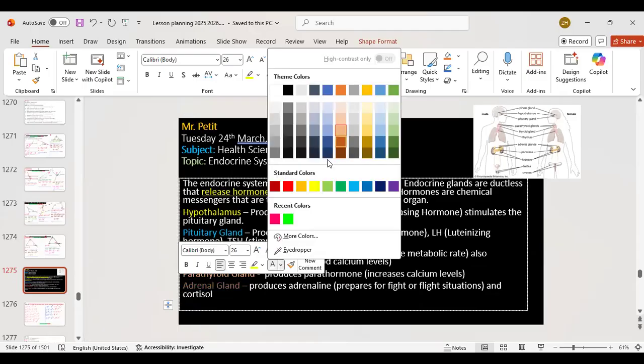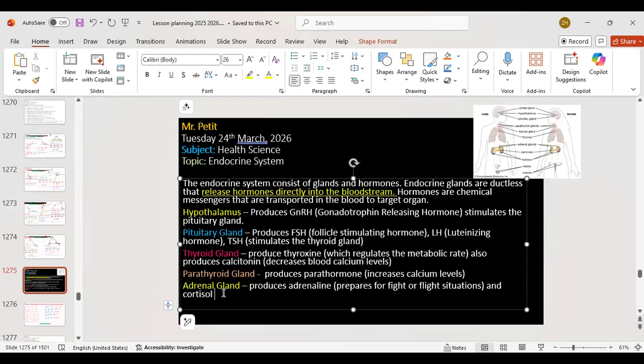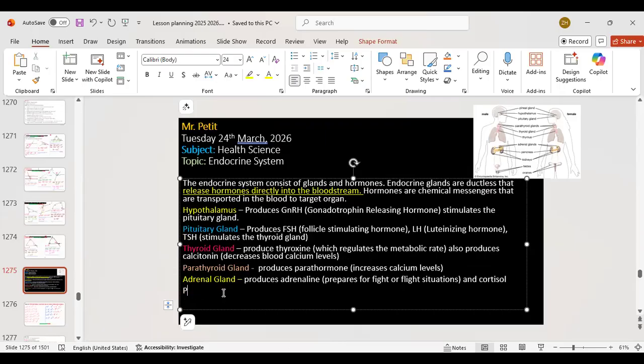Then the next one that we have is the pancreas. The pancreas produces insulin. And insulin does what to the blood sugar levels? Lowers blood sugar levels. And glucagon raises blood sugar levels. All right, that's what that does.